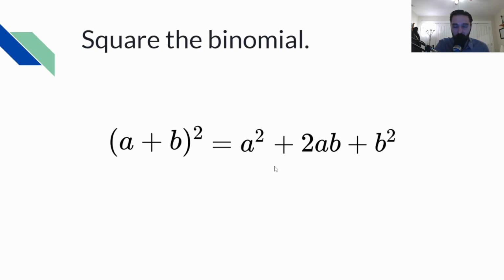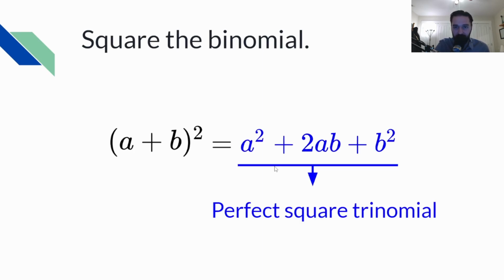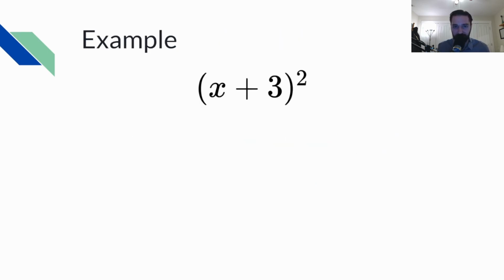This result on the right-hand side is what we call a perfect square trinomial. These are going to become important when we talk about factoring, and also when we talk about quadratic equations. But we'll save those topics for a future video. This is a perfect square trinomial, and we can use this as a formula to work out other examples.